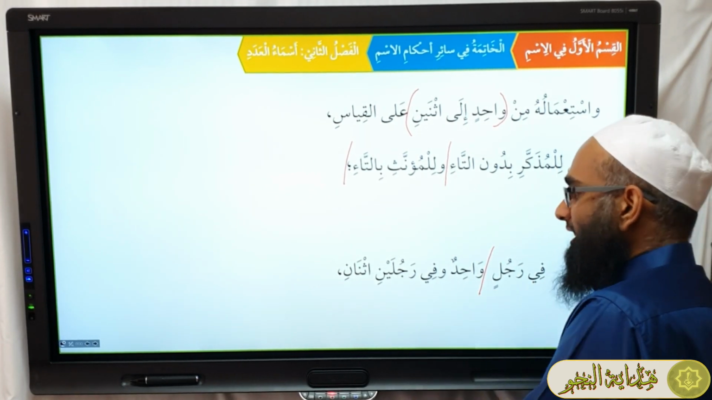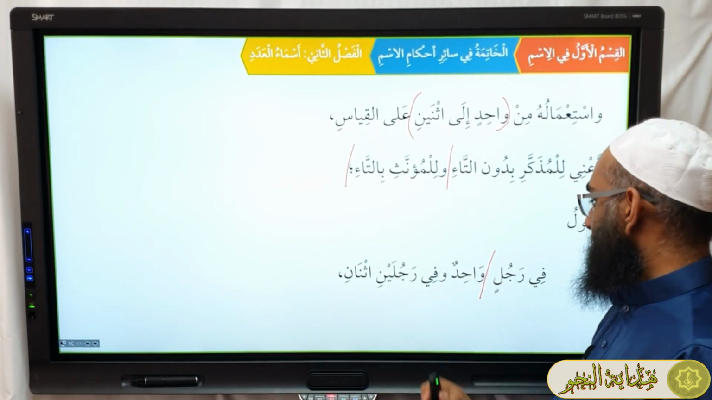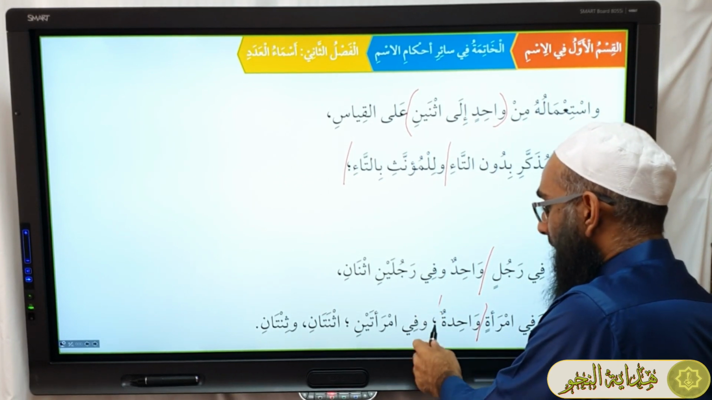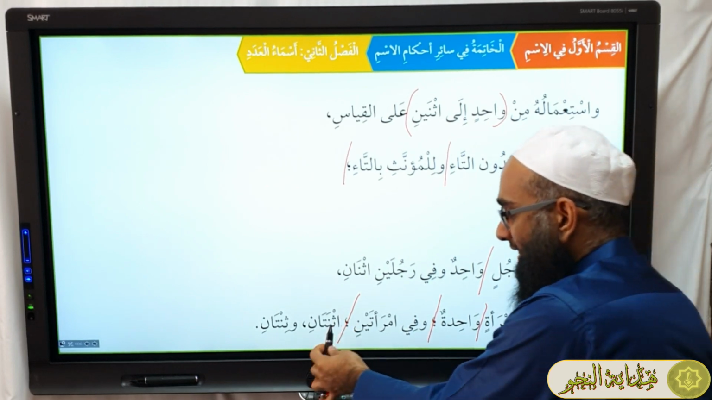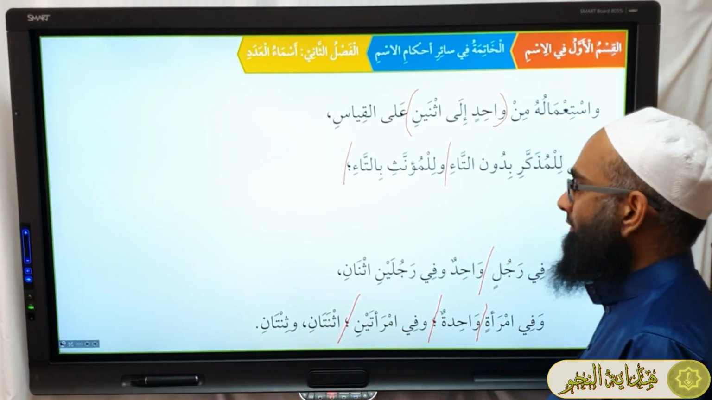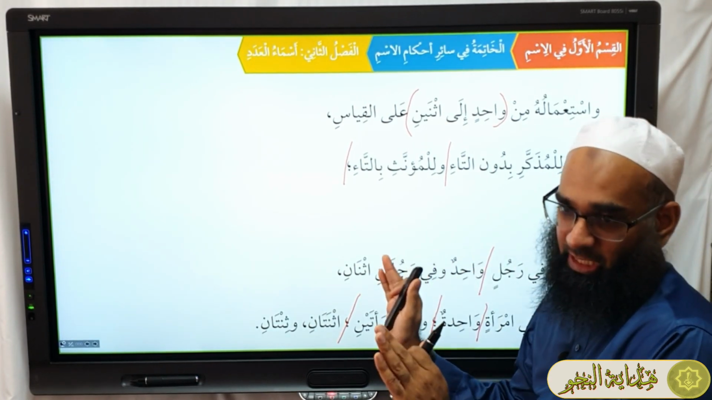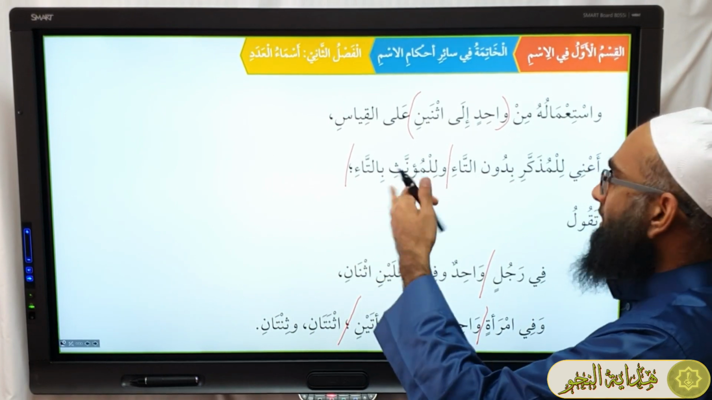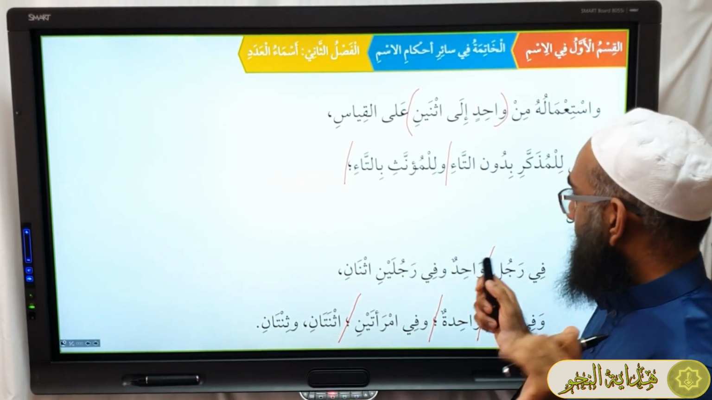Wa fi rajulain ithnan. Because what? It's 1 and 2, match in gender. وفي امرأة, if you're talking about one lady, you say واحدة. وتقول في امرأتين, in two women you can say اثنتان or ثنتان. Both ways you can say it. You got that? So he's explained what? The infancy age. Infancy age is what? 1 and 2. Boys will have their own games and the girls will have their own games and they play together. You got it? Yes?